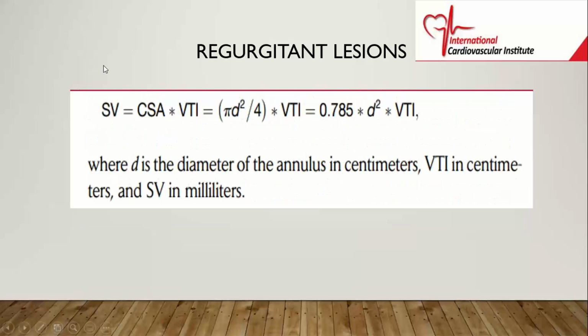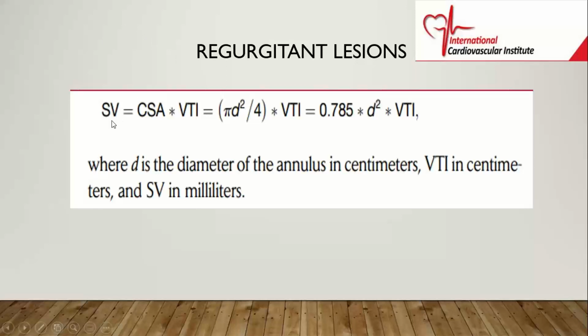So again, stroke volume is equal to cross-sectional area times the VTI, and that's a stroke volume across any of the valves. In a completely normal heart, the flow across the mitral valve should equal the flow across the aortic valve, should equal the flow across the tricuspid valve, should equal the flow across the pulmonary valve. It's a normal person, but again, we have regurgitation and we have even more severe regurgitation. So in a lot of situations, that's not the case.